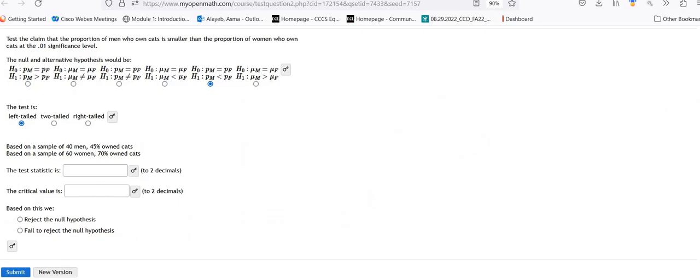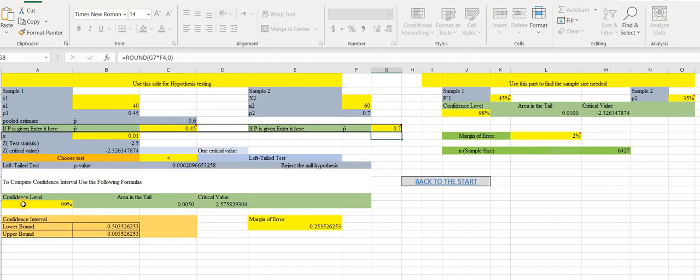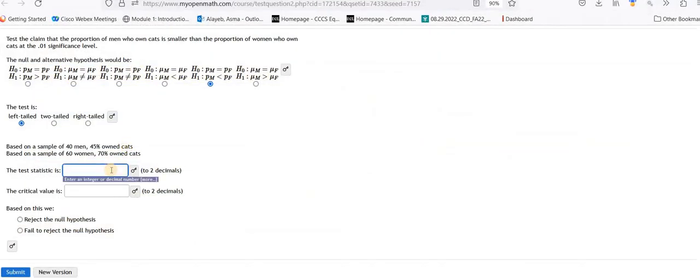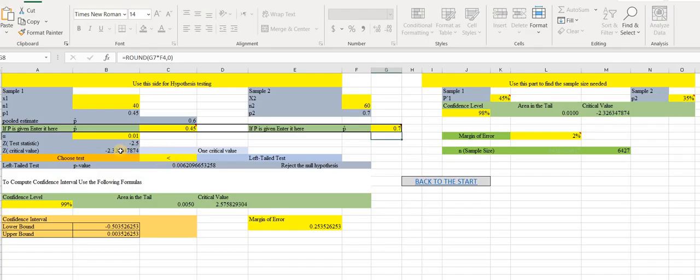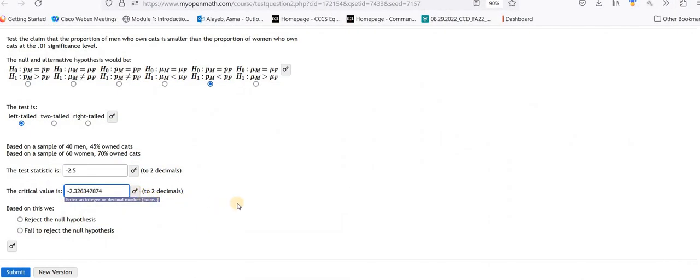I will need to find the test statistic. The test statistic is right here, negative 2.5. So I will plug in negative 2.5. That is my test statistic. The critical value is this number right here, so I'm just going to copy it, and I will head to the homework and paste it there.